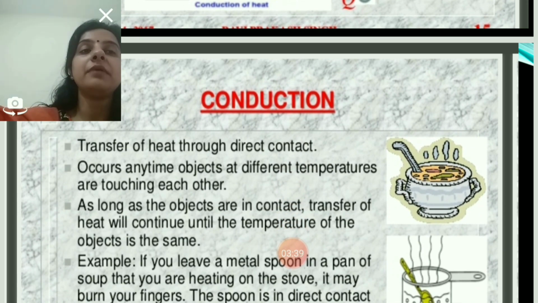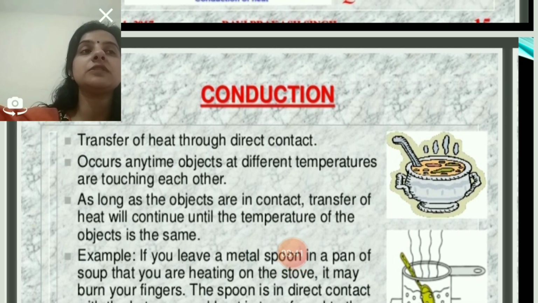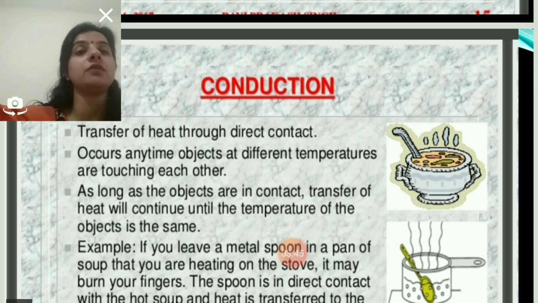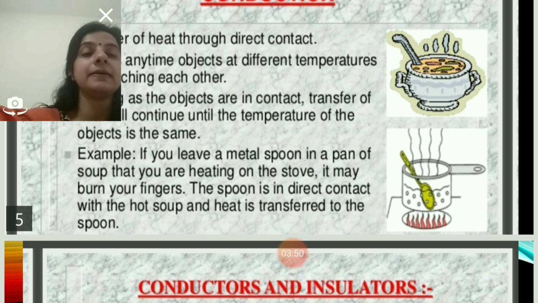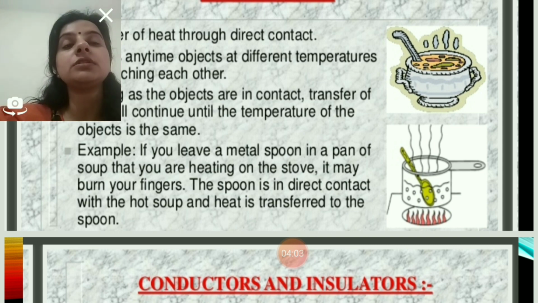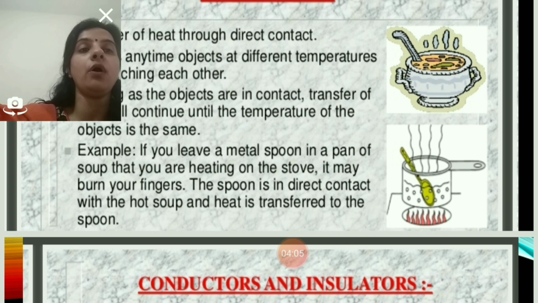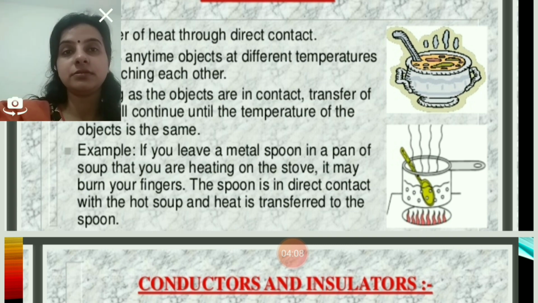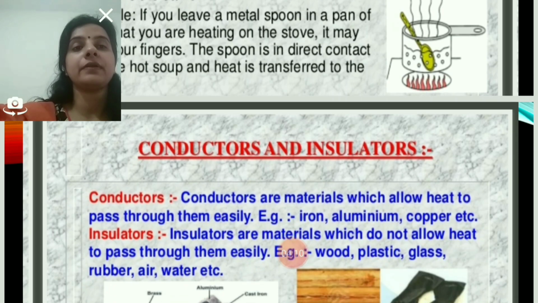Now, there are some conditions in conduction. Conduction takes place only when the two objects are at different temperatures and the objects are in direct contact with each other. Here is one more example. See the diagram. Here is a pan which contains boiling soup and one spoon is dipped in it. One end of the spoon is in direct contact with the soup. So when you touch the other end of the spoon, you feel hot. It means conduction is taking place here, right?